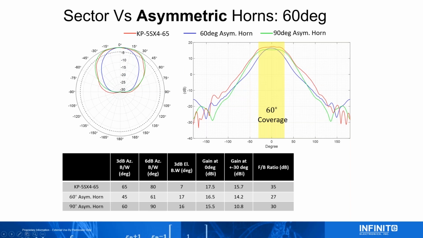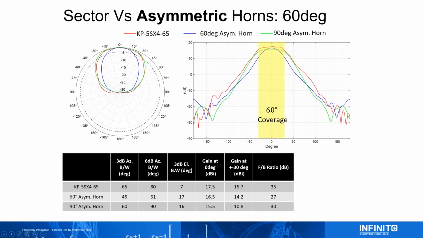And here's another comparison with our KP 60-degree sector versus the 60-degree horn and 90-degree horn asymmetric. You can see everything's kind of overlapping here. The only one that actually has, sorry, going back to the left here, better patterns is the 60-degree asymmetric horn, but its beam width is 45. So it's not an apples to apples comparison there.